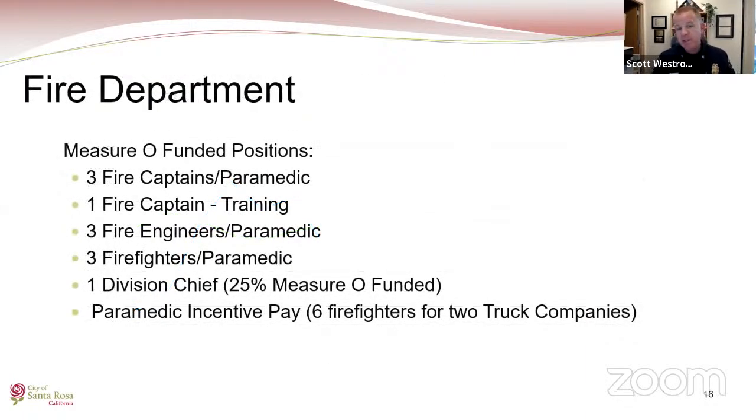Talking about our positions that are tied to Measure O, we have 10.25 FTE assigned to Measure O. We have 3 fire captain paramedics, 1 fire captain who's assigned to our training division, 3 fire engineer paramedics, 3 firefighter paramedics, and then 25% of our EMS or emergency medical services division chief's time is paid for Measure O. And it also provides the incentive pay for 6 paramedics that are assigned to our 2 truck companies. Next slide, please.